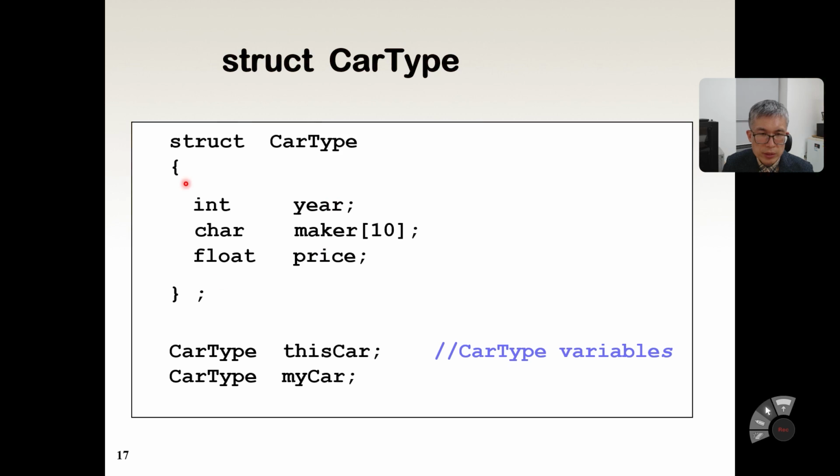And then this is the declaration. This is the structure definition, and then we declare car type variables, like my car. So this is the generation of an instance of a variable. The structure definition itself is just a type definition.